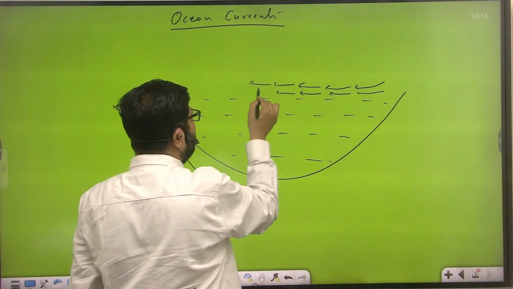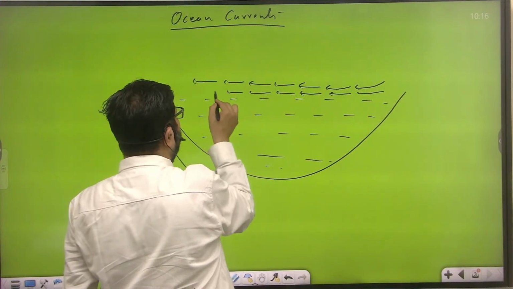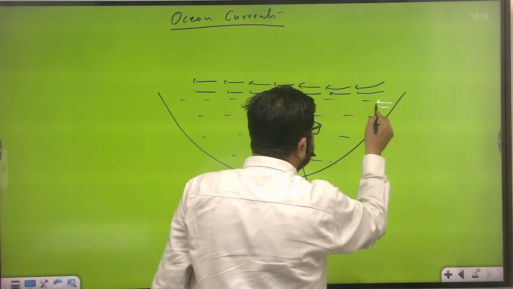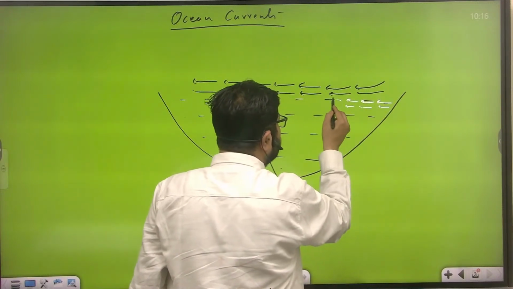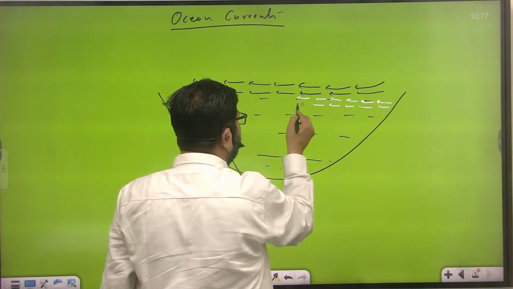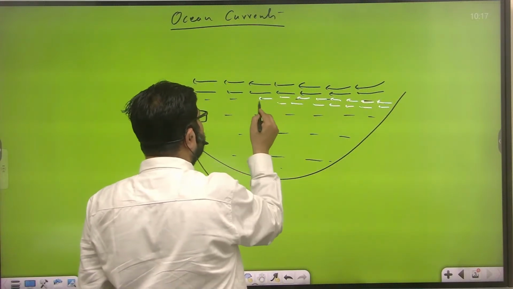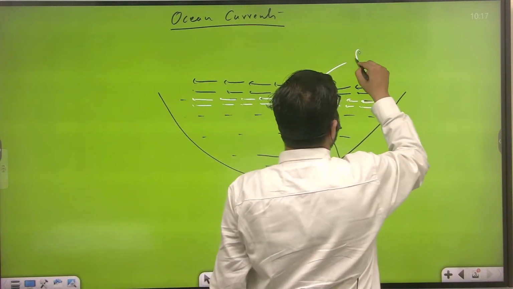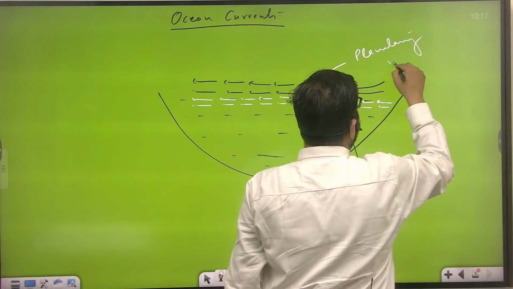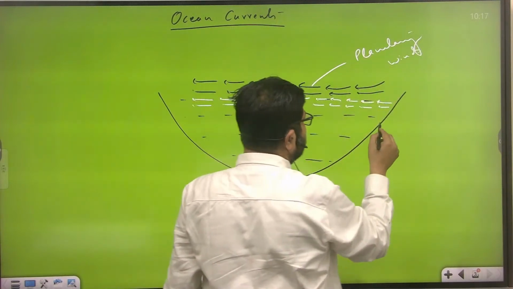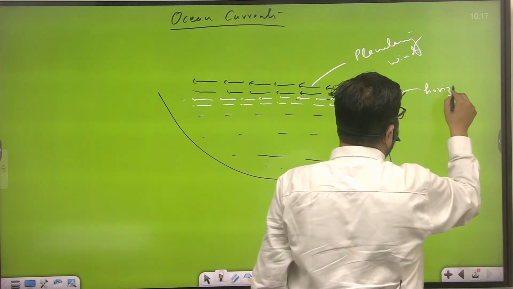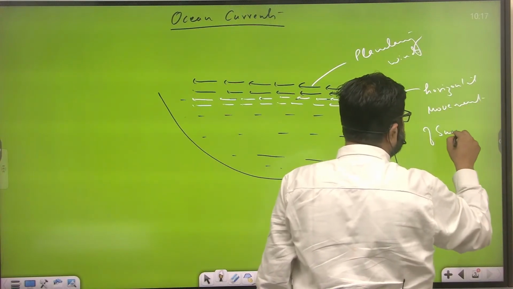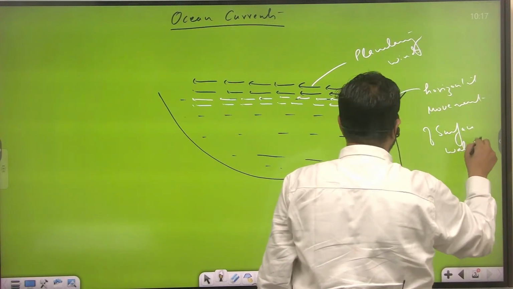Since they blow consistently over long distance, under the frictional drag of these planetary winds, the surface water also starts moving. This white shows the movement of surface water. Suppose for this purpose it is trade winds. This is the horizontal movement of surface water, what we call an ocean current.